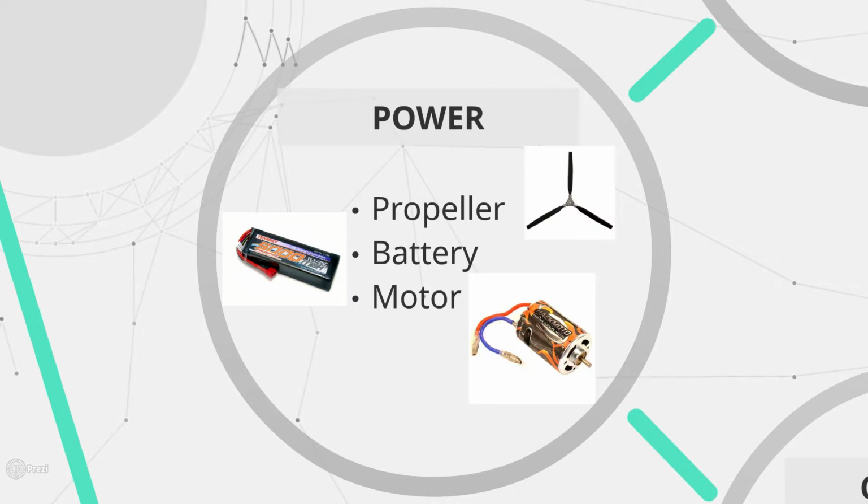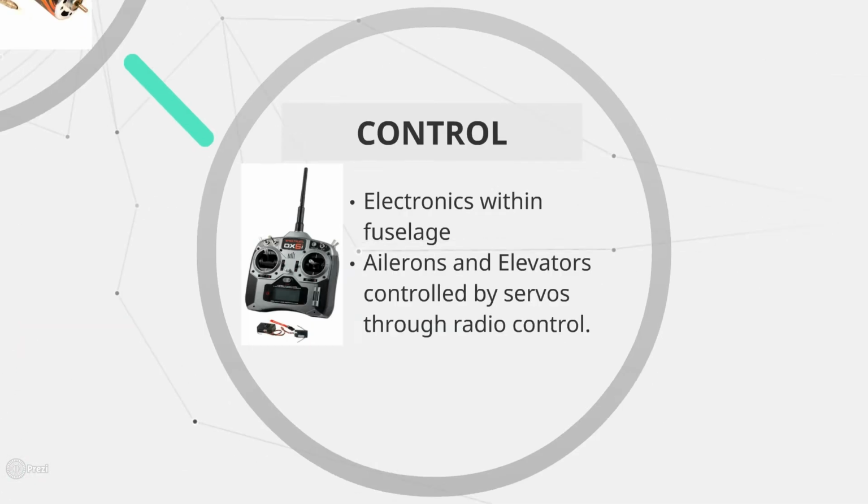For the power of the plane, we are using the propeller, the battery, and the motor. For control, we are using electronics within the fuselage, ailerons and elevators controlled by servos through radio control.